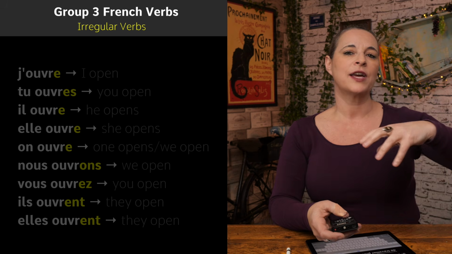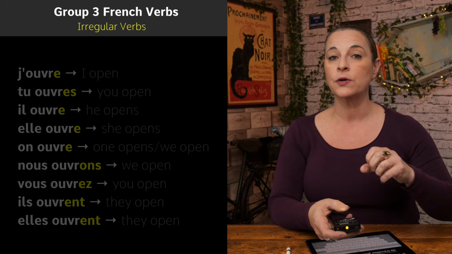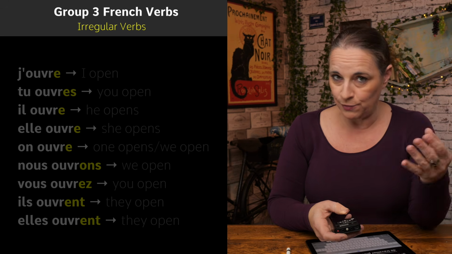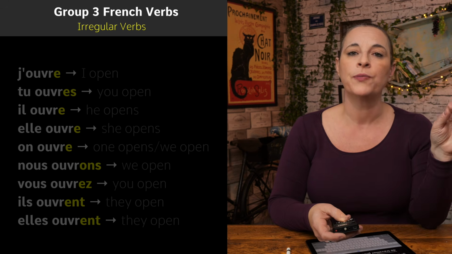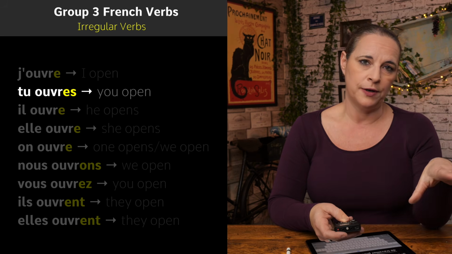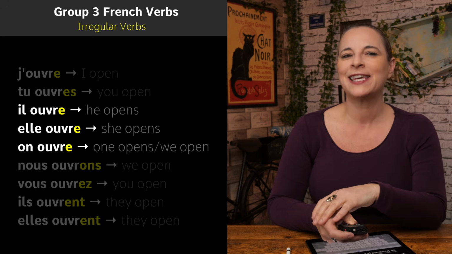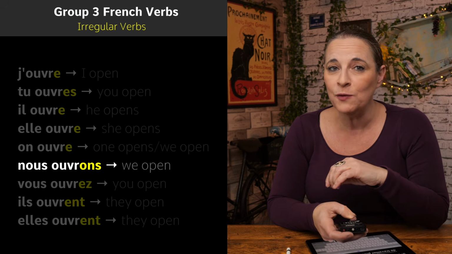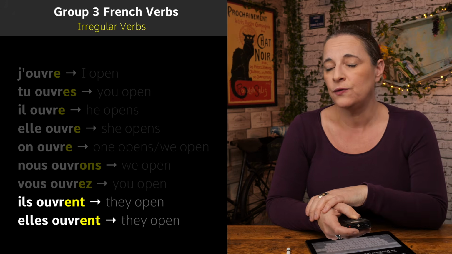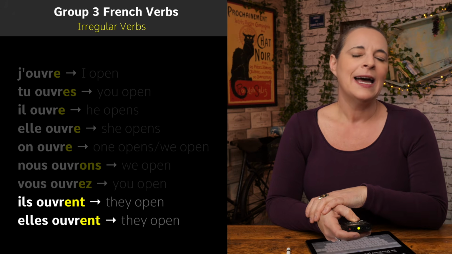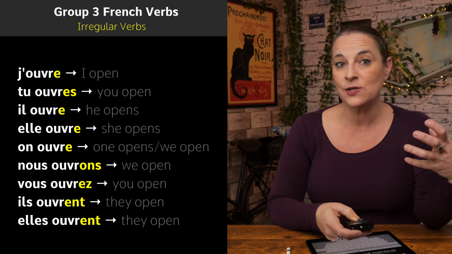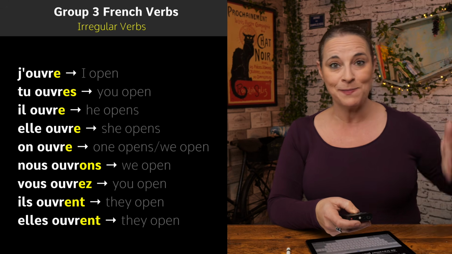Okay, so if I conjugate ouvrir, to open, and I want to say I open, then we apply the same endings as the fourth category I've just given you. So, j'ouvre, I open. Tu ouvres, you open. Il ouvre, he opens. Nous ouvrons, we open. Vous ouvrez, you open. And ils ouvrent, they open. As you can see, the stem can also change, okay? So it is best to learn these verbs by heart.